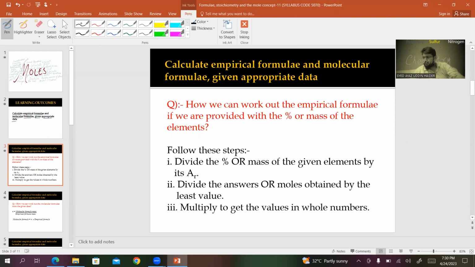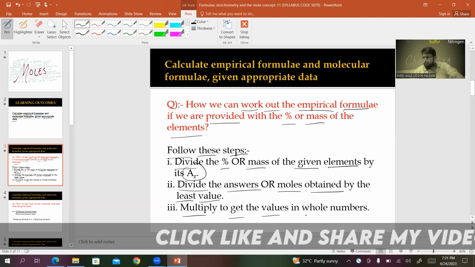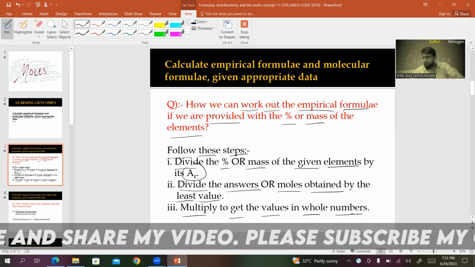Now here's a recalling. Whenever we need to work out the empirical formula, we will be provided with the percent of mass of the elements. We have to follow these steps. Divide the percent of mass of the given elements by its AR. Divide the answers or moles obtained by the least value. Multiply values to get the values in whole numbers.